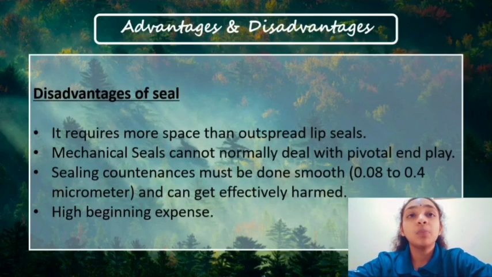Disadvantages of seal, it requires more space than radial lip seal. A mechanical seal cannot normally deal with pivotal and plate, and the sealing faces must be made smooth and also can get easily damaged. High initial expense.